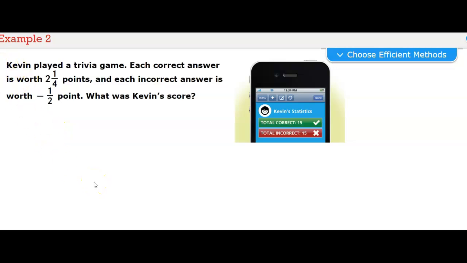Kevin played a trivia game. Each correct answer is worth 2 1/4 points, and each incorrect answer is worth negative 1/2 point. What was Kevin's score?